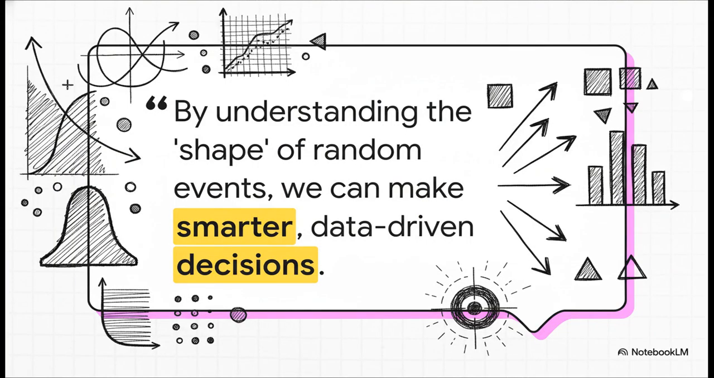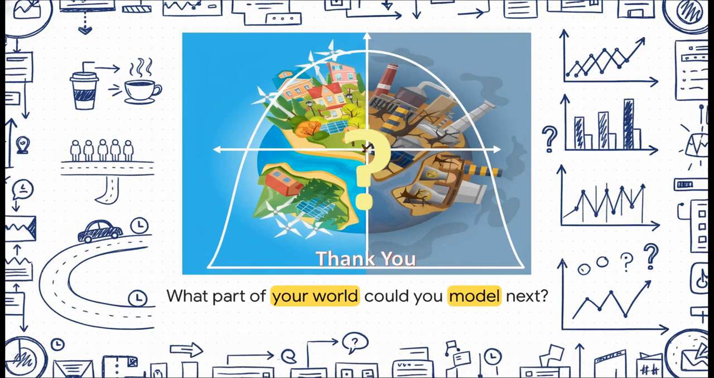This isn't about predicting the future with 100% certainty, because that's impossible. It's about understanding the shape of these random events so we can all make smarter, more informed, data-driven decisions. It's about replacing a wild guess with a calculated risk. So as we wrap up, I want you to take a look around your own world. From the number of customers at your favorite coffee shop to the time it takes you to commute, these patterns are everywhere. The only question left is, what part of your world could you model next?